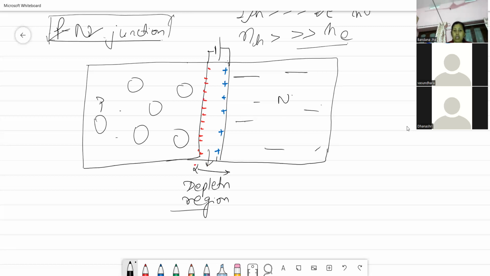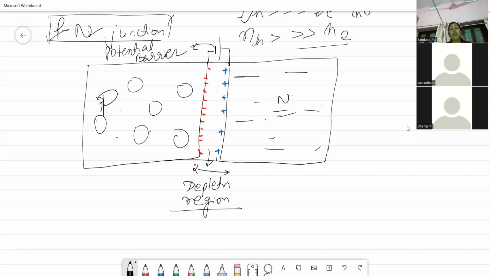Everything has been written in your notes. I will send it to you. This is known as the depletion region, and this is known as the potential barrier. Understood? This is P, this is N. Negative charges try to attract towards the positive charge, and the positive charges try to attract towards the negative charge. Any doubt? Everybody unmute yourself, because I am teaching you a very important thing.